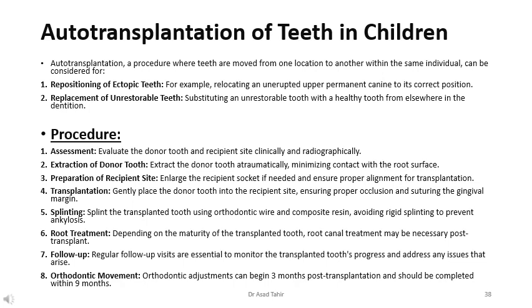Preparation of recipient site: enlarge the recipient socket if needed and ensure proper alignment for transplantation. Transplantation: gently place the donor tooth into the recipient site, ensuring proper occlusion and suturing the gingival margin. Splinting: splint the transplanted tooth using orthodontic wire and composite resin, avoiding rigid splinting to prevent ankylosis.